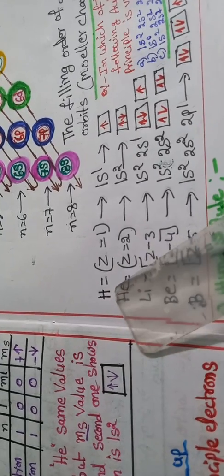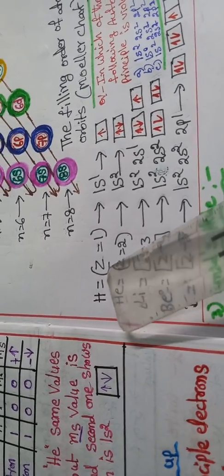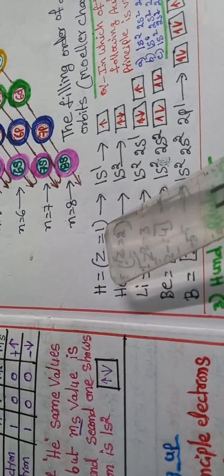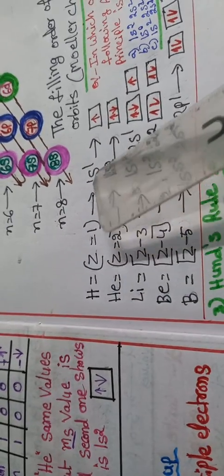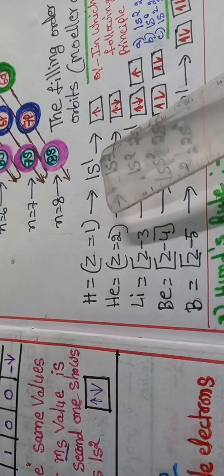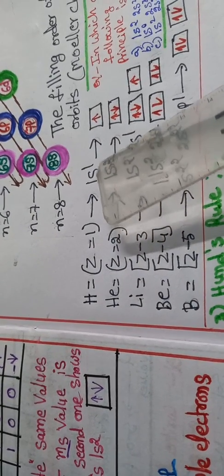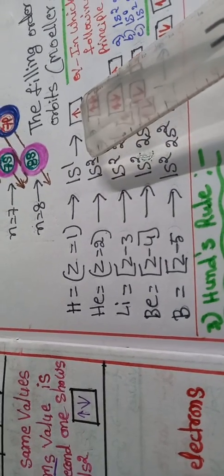Okay. So here the first element, hydrogen, the atomic number is 1. It means one electron and one proton is there. So the electronic configuration is 1s1. Only one electron is there. So it means one orbital is there and one electron is there. So the one electron shows the upward direction.